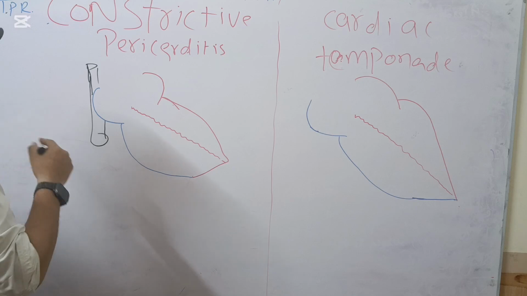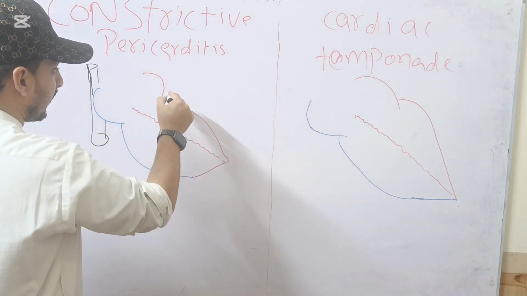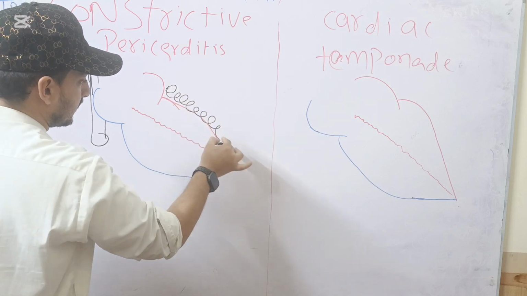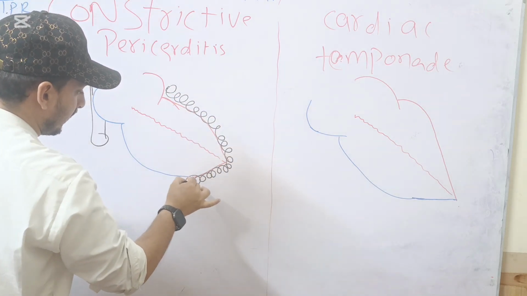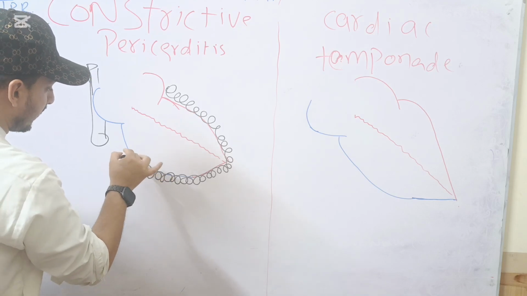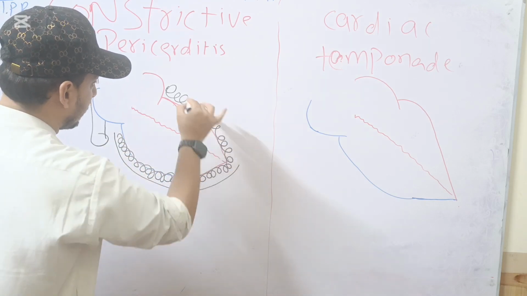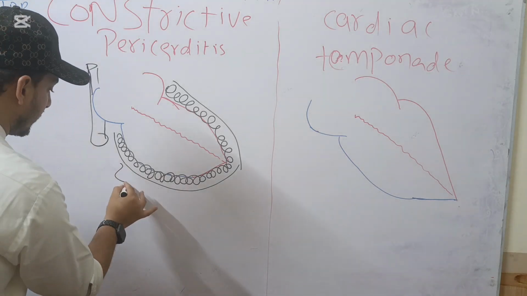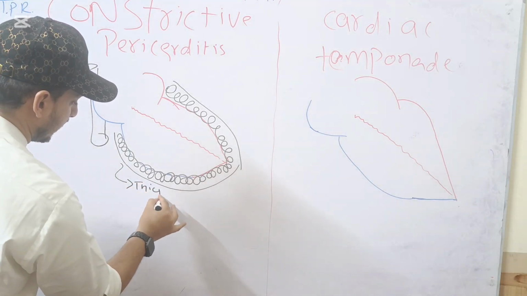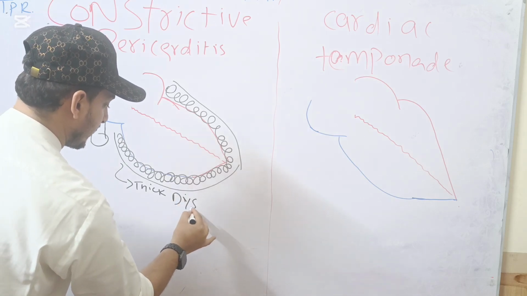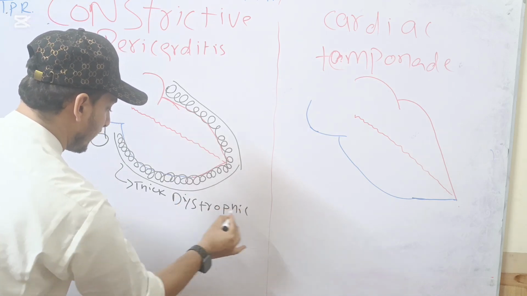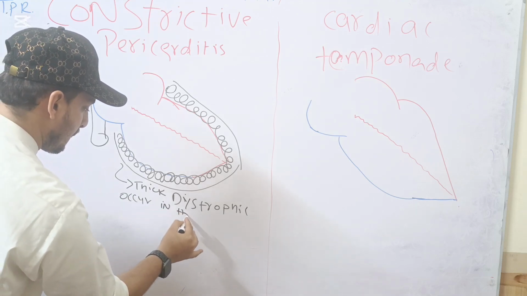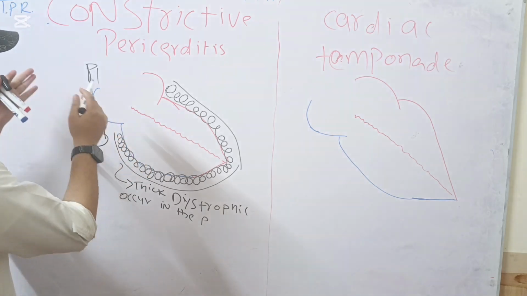For example, this is constrictive pericarditis. So what happens in constrictive pericarditis? There is a calcification in the pericardium. Here is a thick, dystrophic calcification in the pericardium that will obstruct the heart.